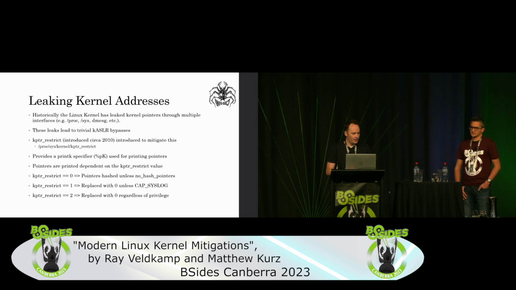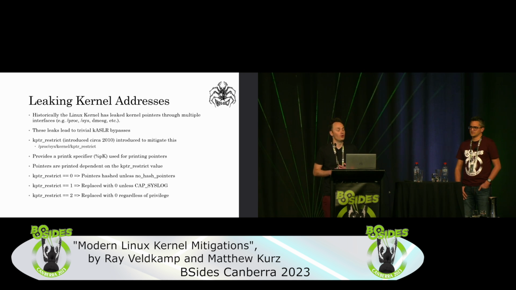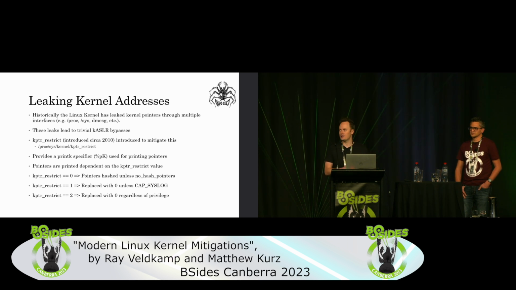The next area I'm going to talk about is something called kptr_restrict. Historically, and Ray mentioned this as well, the Linux kernel has leaked kernel pointers through multiple interfaces. So we're talking procfs, sysfs, dmesg, etc. It's usually in the past been possible to say cat a particular file in proc and get the kernel address for a symbol you care about. Ditto for sysfs and ditto for dmesg.